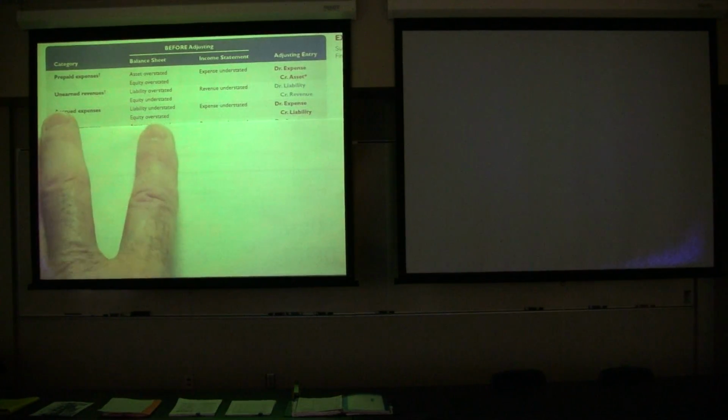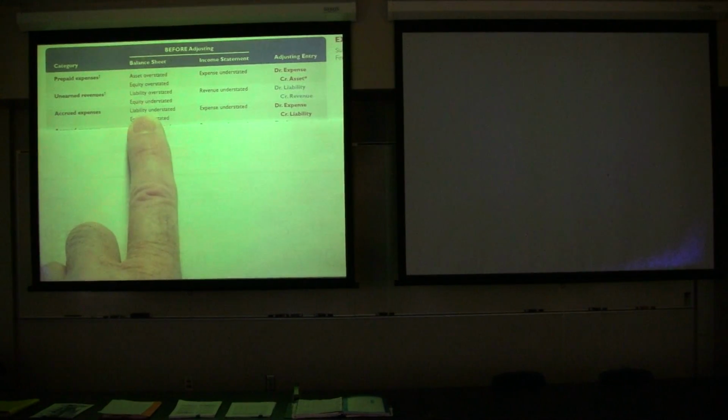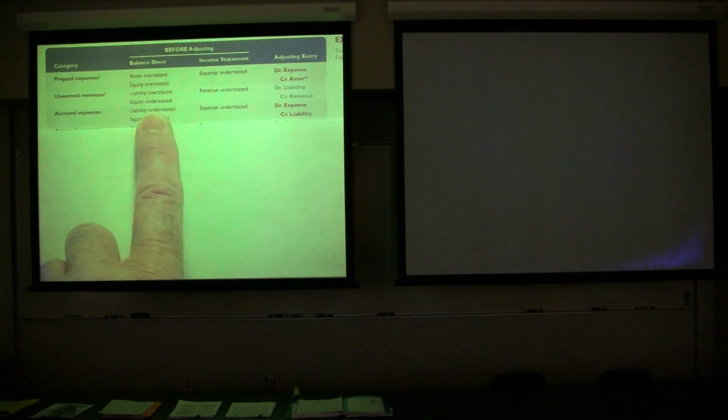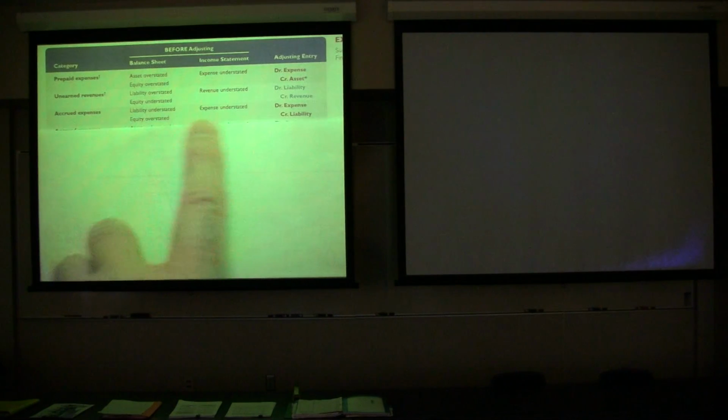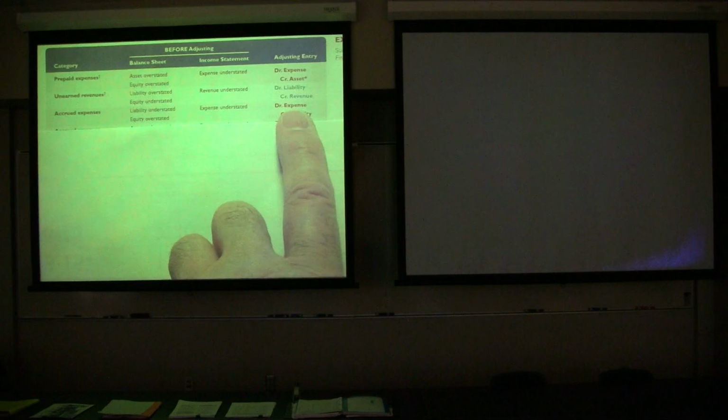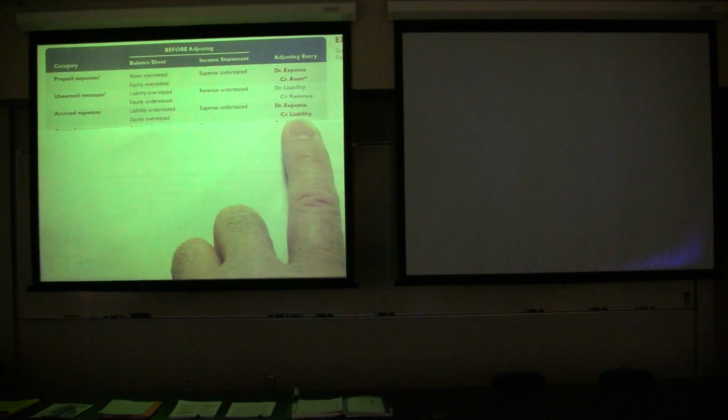Okay? The next one are accrued expenses. Now accrued expenses are things like wages expense, interest expense, okay? That's an example of accrued wages. Now, before the adjustment, don't forget, you put wages expense and then wages payable, right? And so the wages payable isn't included in the balance sheet, so liabilities are understated. Equity is overstated because you haven't declared the expense. The adjusting entries, you debit expense, wages expense, and you credit the liability, wages payable. Okay?